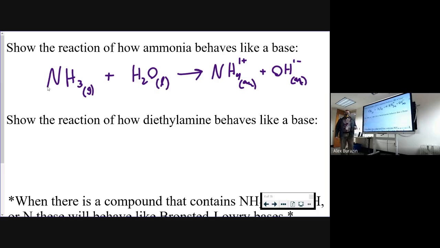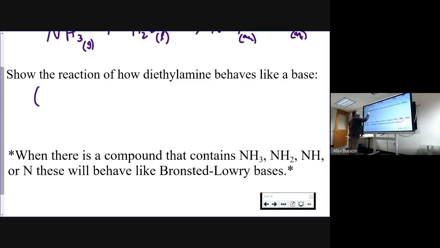Now, let's look at a funkier one. Show how the reaction of diethylamine behaves like a base. You have no clue what that stuff is, I'm assuming. That feels like a safe assumption. Here's the formula for diethylamine. It is (C2H5)2NH. Would I expect you to know that? No. Do I want you to learn that? No. If you get asked a question with diethylamine on the AP chemistry test, they're going to give you that formula.